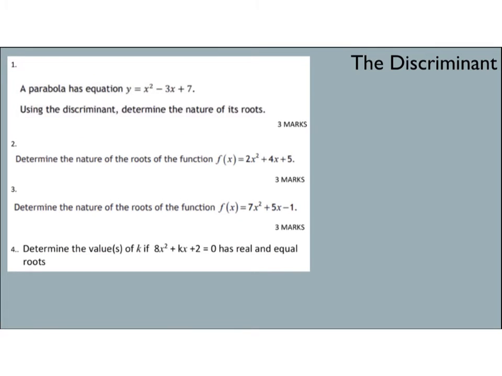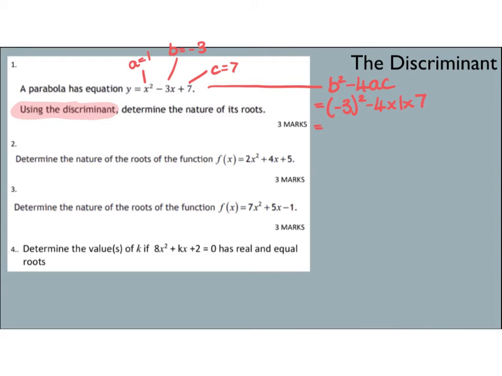Okay, so for the first question I had to do, they're being quite nice here because they're saying to you, use the discriminant. I don't always say that in exam questions, so that was a nice one. Okay, so I've started off the process here. I've got my A is 1, my B is minus 3, and my C is 7 from the equation that was given there.